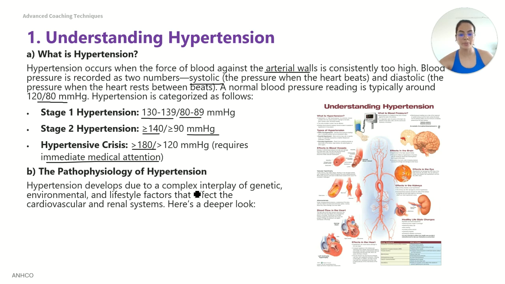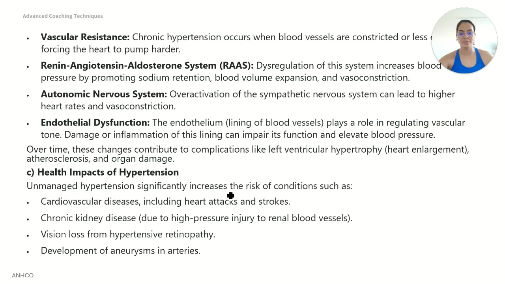The pathophysiology of hypertension. Hypertension develops due to a complex interplay of genetic, environmental, and lifestyle factors that affect the cardiovascular and renal systems. Here's a deeper look. Vascular resistance. Chronic hypertension occurs when the blood vessels are constricted or less elastic, forcing the heart to pump harder. Renin-angiotensin-aldosterone system. Dysregulation of this system increases blood pressure by promoting sodium retention, blood volume expansion, and vasoconstriction.